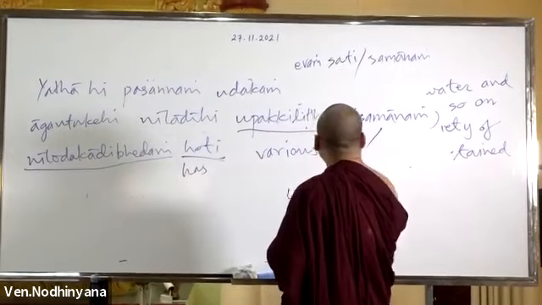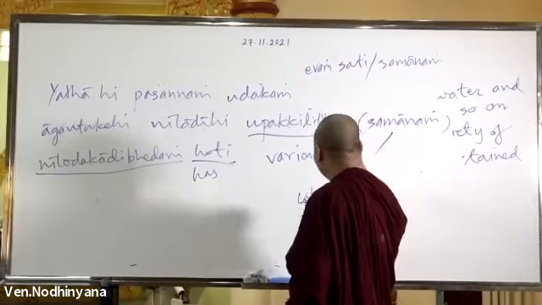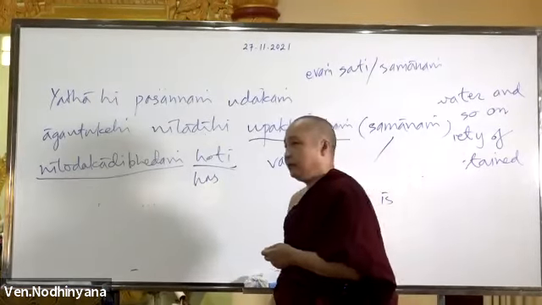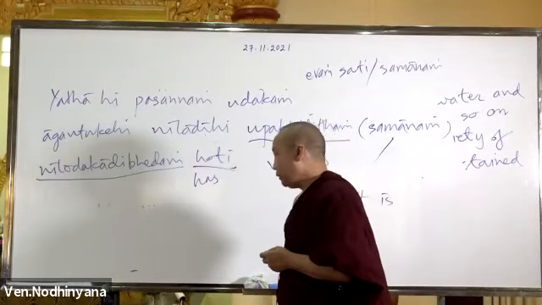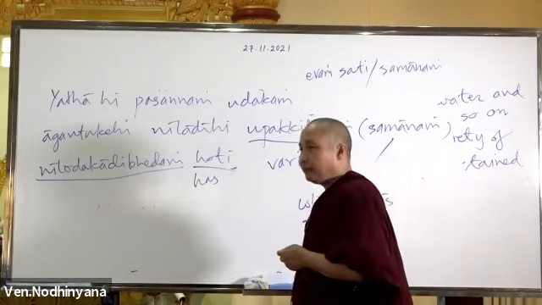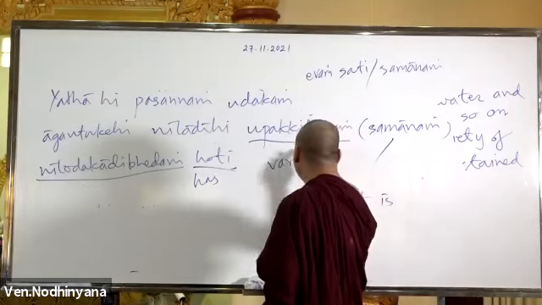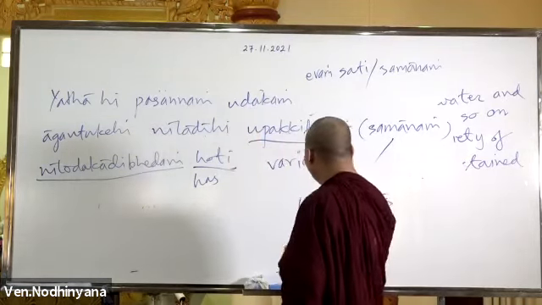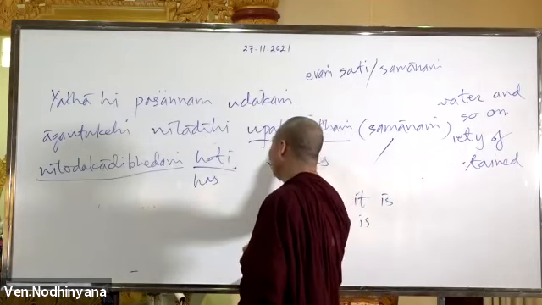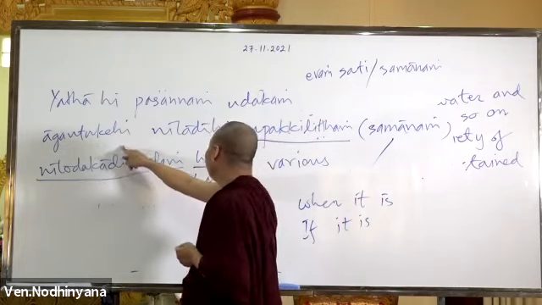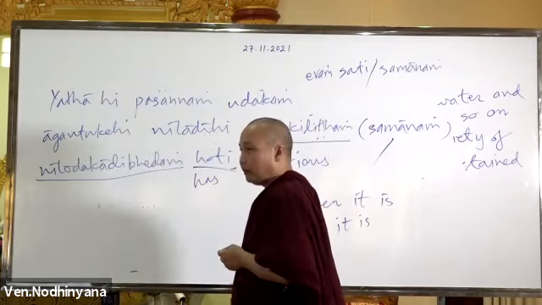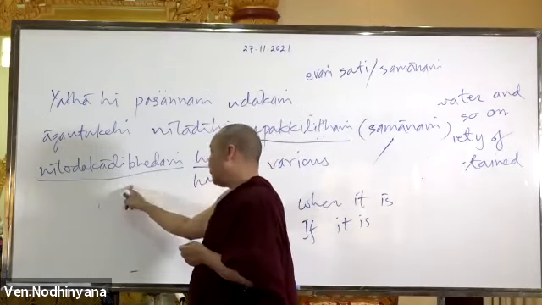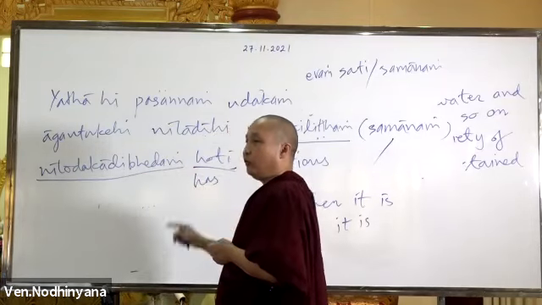Agandukehi niladi upakilatam saman. Upakilatam, stained. This upakilata is active or passive? Active past participle or passive past participle. Upakilata is a passive past participle. If it is past participle, what is the object of the upakilata? Pasana utaka. If or when the pure water is stained by the guest colors such as blue and so on, at the time, the pure water becomes various colors such as blue water and so on.